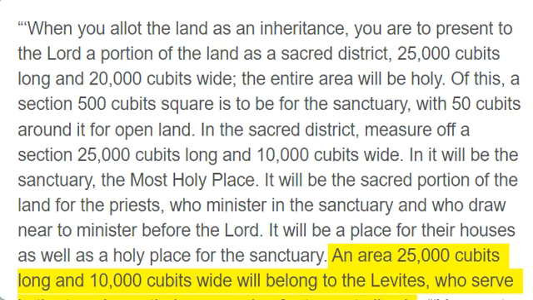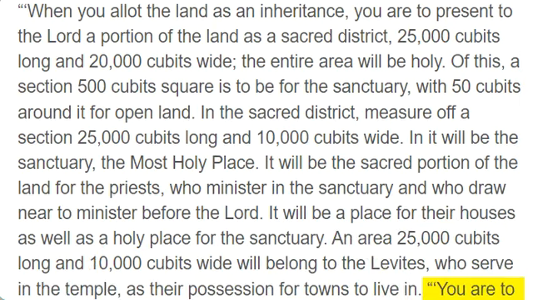An area 25,000 cubits long and 10,000 cubits wide will belong to the Levites, who serve in the temple, as their possession for towns to live in. You are to give the city as its property an area 5,000 cubits wide and 25,000 cubits long, adjoining the sacred portion. It will belong to all Israel.